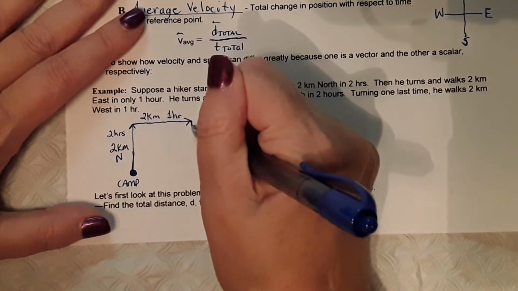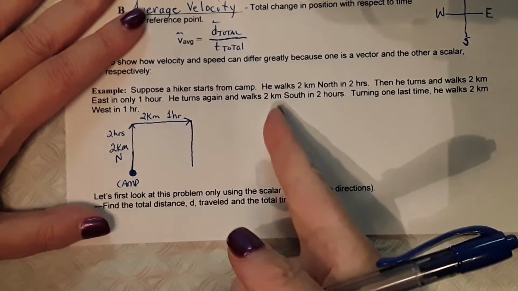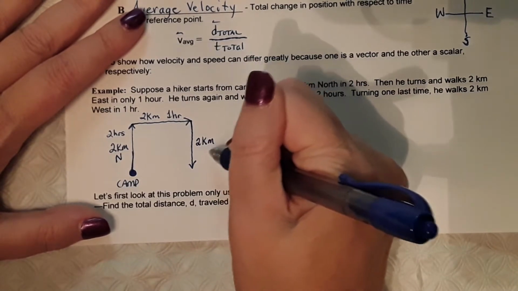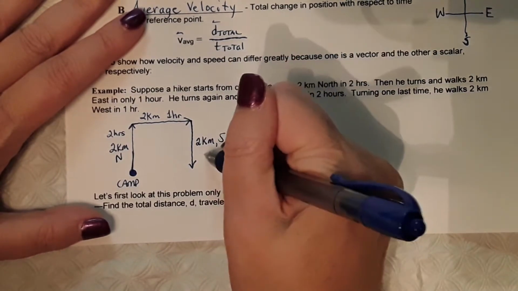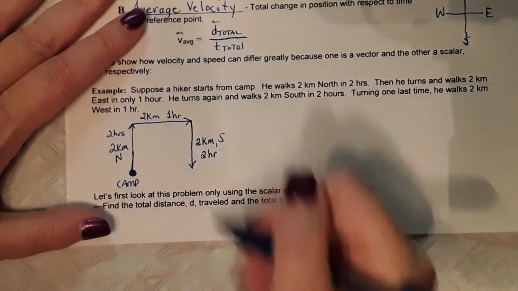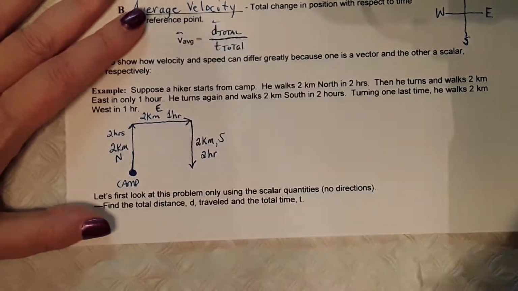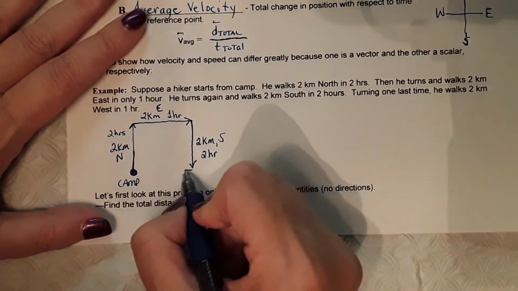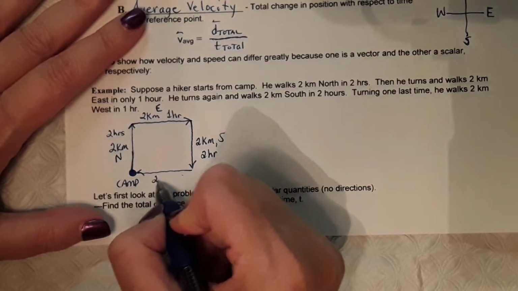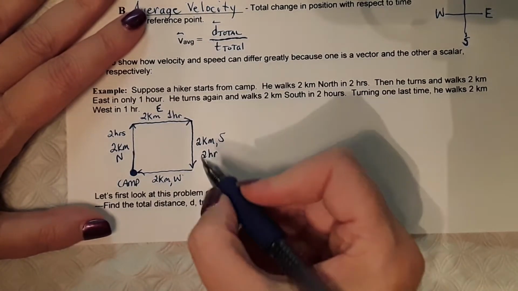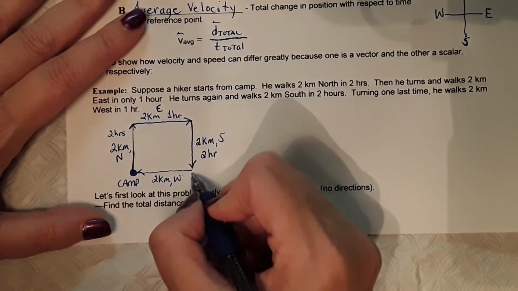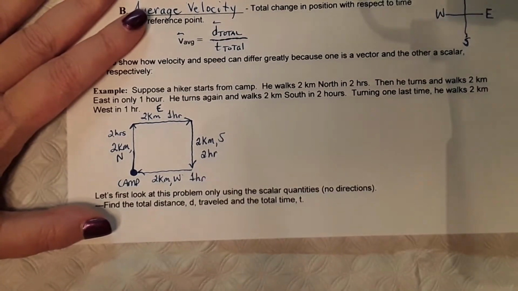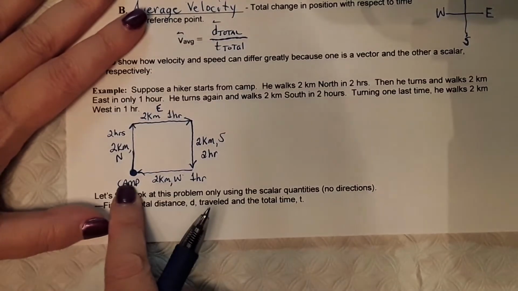Then he turns again and walks 2 kilometers south in 2 hours. Oh, I forgot the E for east right there. And then he's going to turn one last time and walk 2 kilometers west, and he does it in 1 hour. He's hungry. He wants to eat dinner. Okay, so this is our trip that we've made.